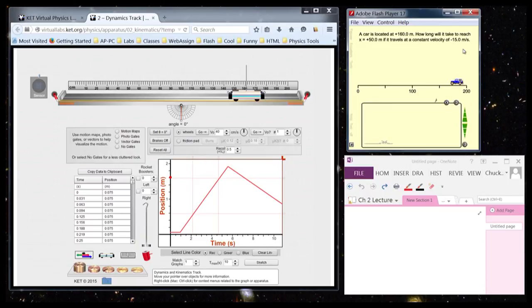It's at 160. Actually, I may have said the wrong number there. How long does it take to reach plus 50? It's over here at 160, it goes over to 50, and it's going at a constant velocity of minus 15. We want to know how long it takes. That probably sounds okay.